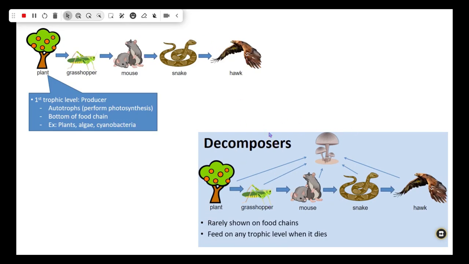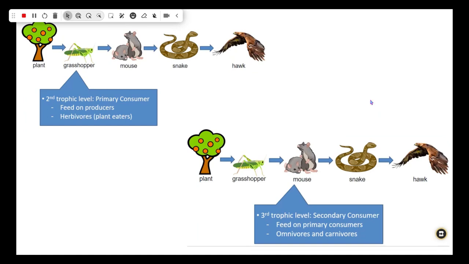Decomposers, for some reason, they never put them on food chains, but they're really important, right? They can feed on anything, right? When it dies, those are the decomposers. They are there to put everything back into the soil as nutrients. They're the whole reason why the whole cycle of life works.